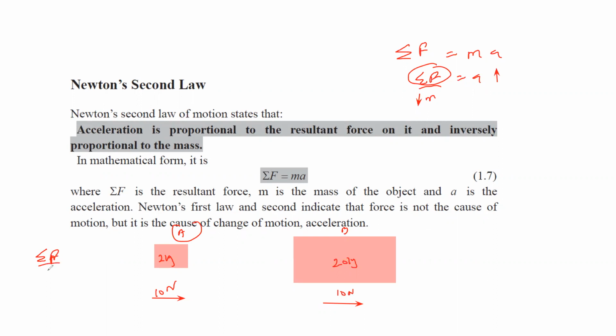Resultant force divided by mass is acceleration. Resultant force is 10, mass is 2, so acceleration of object A is 5 meter per second square. What about object B? The resultant force is still 10 and the mass is higher. It is 10 divided by 20, which is equal to 0.5 meter per second square. So lighter objects will have a greater acceleration than heavy objects if they experience the same resultant forces. So this is Newton's second law.